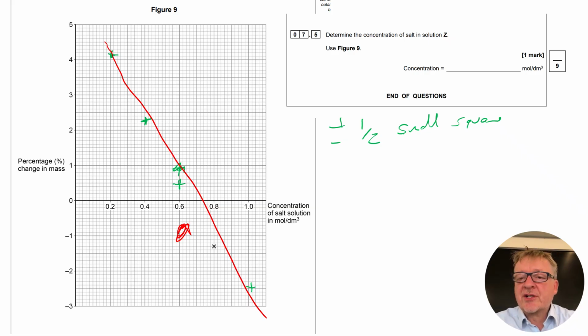Determine the concentration of salt in solution Z. So what you do then is go to where the line crosses, which is this point here, and then read it off the axes. Now, if I'd done mine better, the actual answer is 0.65, so it should have been around about there. Let's just do it in a different color.